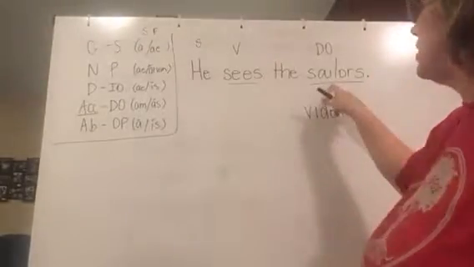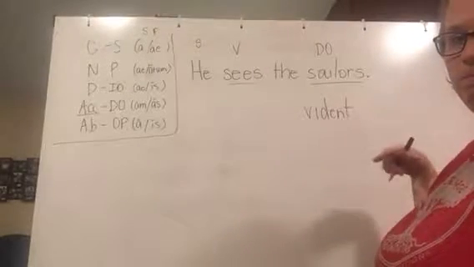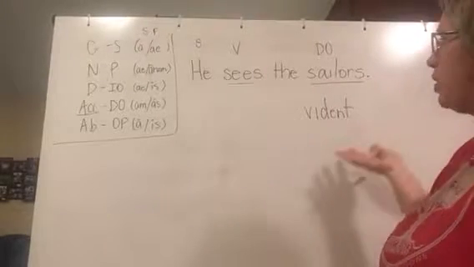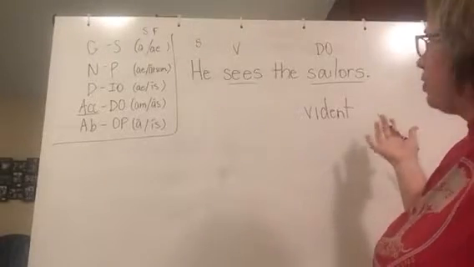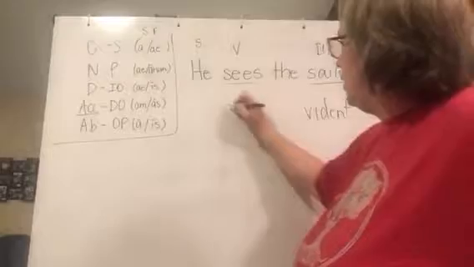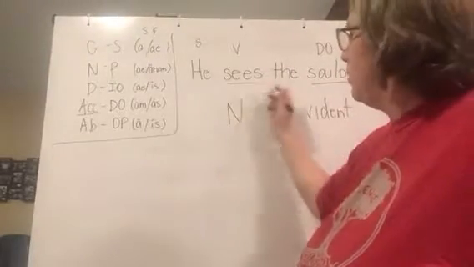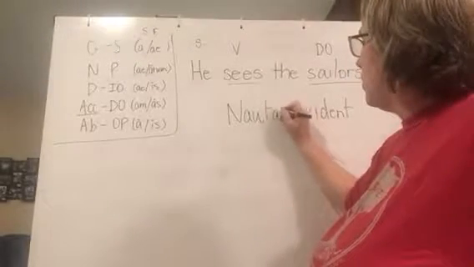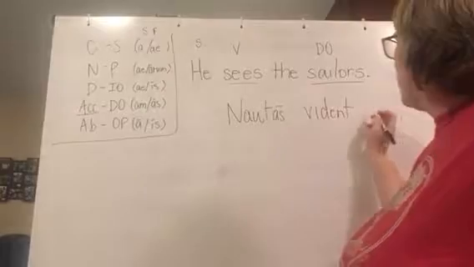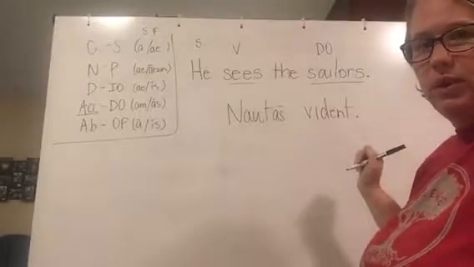What does he see? Well, let's look. Don't forget what I said about the agreeing there. Look at sailors, okay? Is sailors plural or is sailors singular? It's plural, so we use the plural ending, okay? Here. Okay? And there's our sentence. He sees the sailors. Okay?